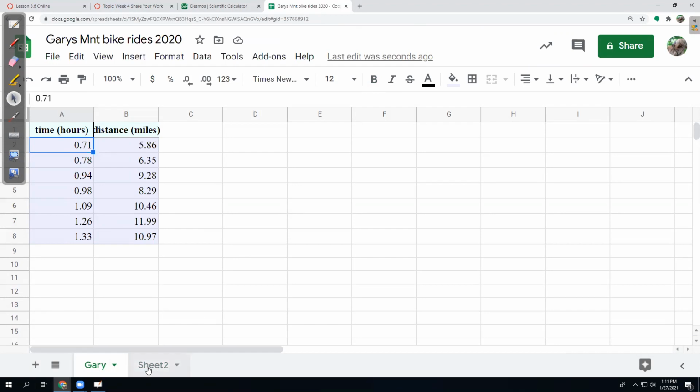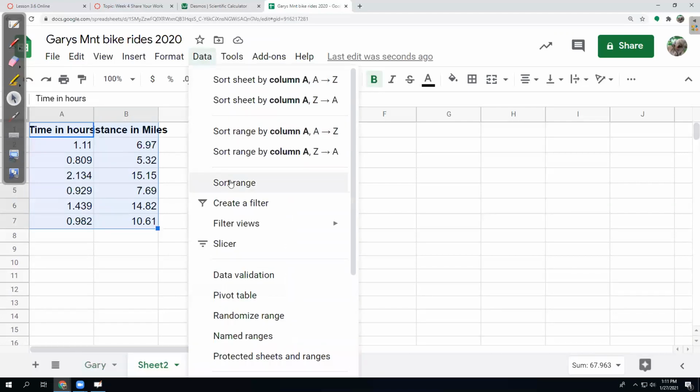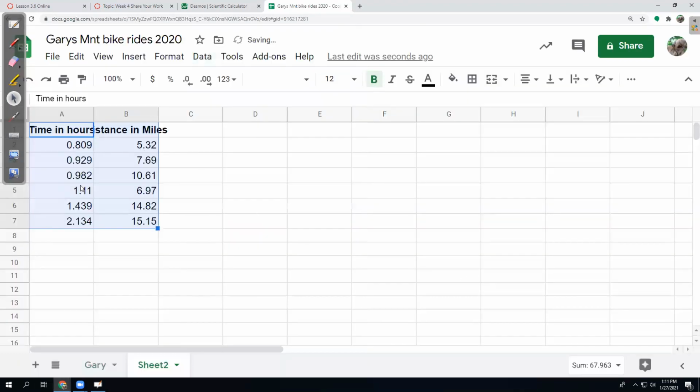Yeah, so then for Shane's numbers right here, once I put them in there, I could tell the computer to put them in order. To do that, I would highlight the numbers, and then in Google Sheets, I go to Data, Sort Range, and Excel works the same way. I have a header row, I want it to sort the time, and then I hit Sort, and then it reorders them in terms of the smallest time to the largest time.